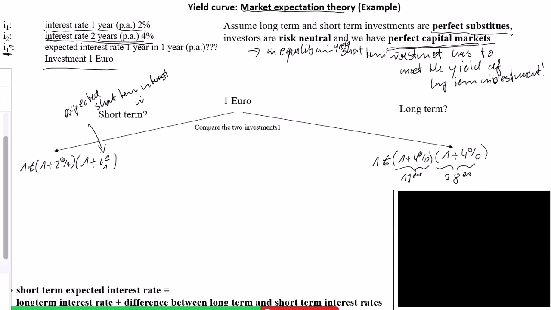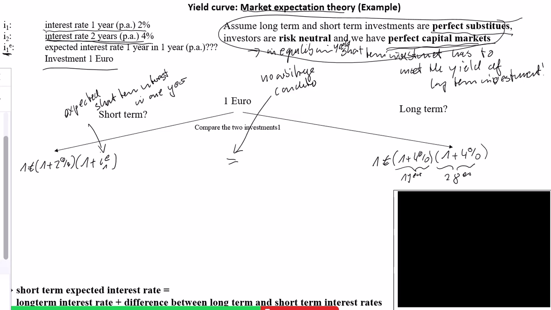In 1 year. And making all these assumptions here, perfect substitutes, risk neutral, I don't care that the one is short term, the other one is long term. This means in equilibrium, these have to be the same. And this is the so-called no arbitrage condition, or sometimes it's called no free lunch.